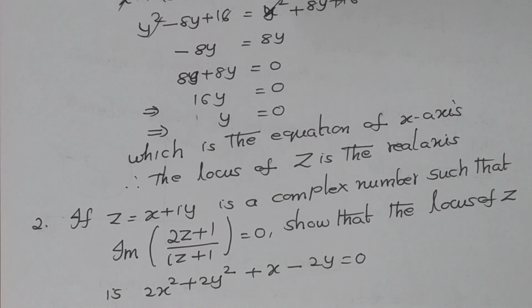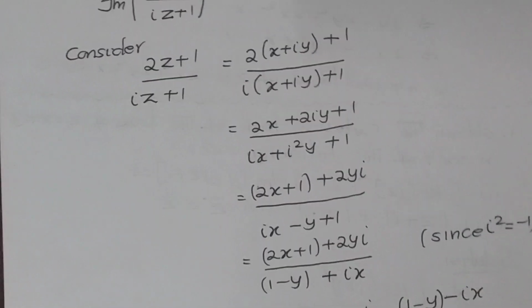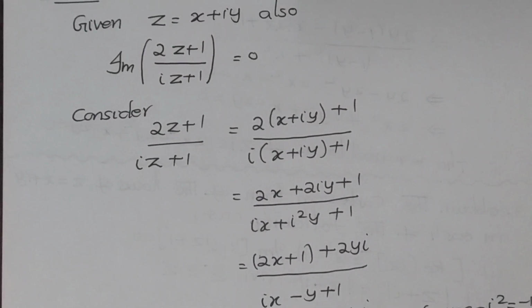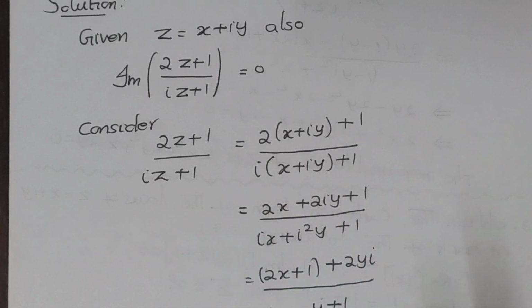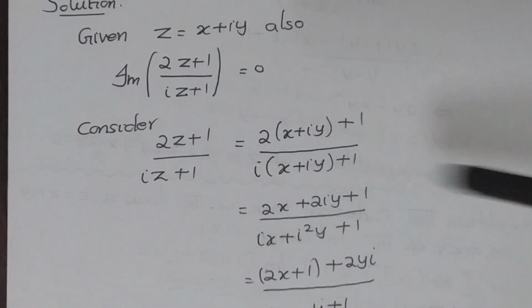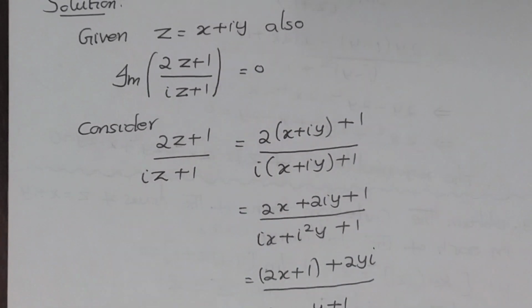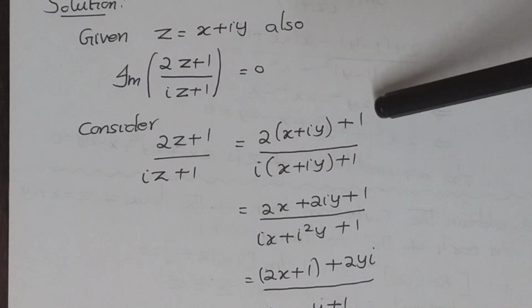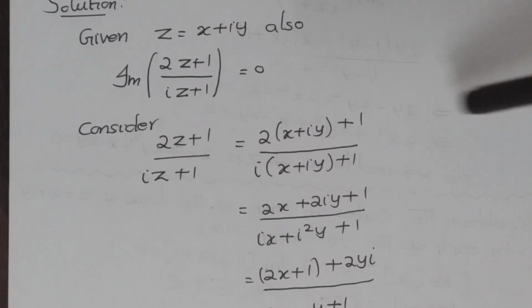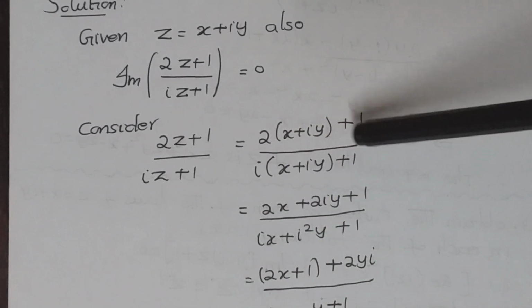Okay students, you see the solution now. Second solution, see z is equal to x plus iy, that is given. Also given, the imaginary part of (2z plus 1) by (iz plus 1) is 0. Now we consider whatever is present inside the bracket. That part is very important students, listen carefully. Now 2 into z, we assumed x plus iy, plus 1, and in the denominator i into (x plus iy) plus 1.